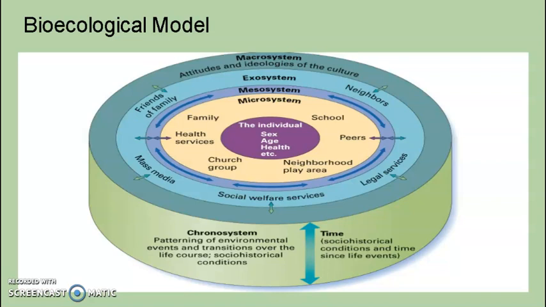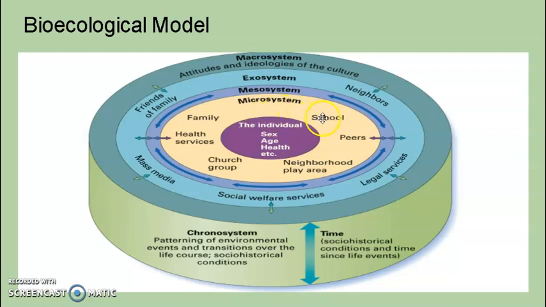It also says people are products of their social environment, not just the other aspects as well, but specifically the social aspects of the environment and how they interact together. As you can see, in the center is the individual, the person, the child: the sex, age, health, etc. That all has an effect as well. Those are important, identifying elements of the child.